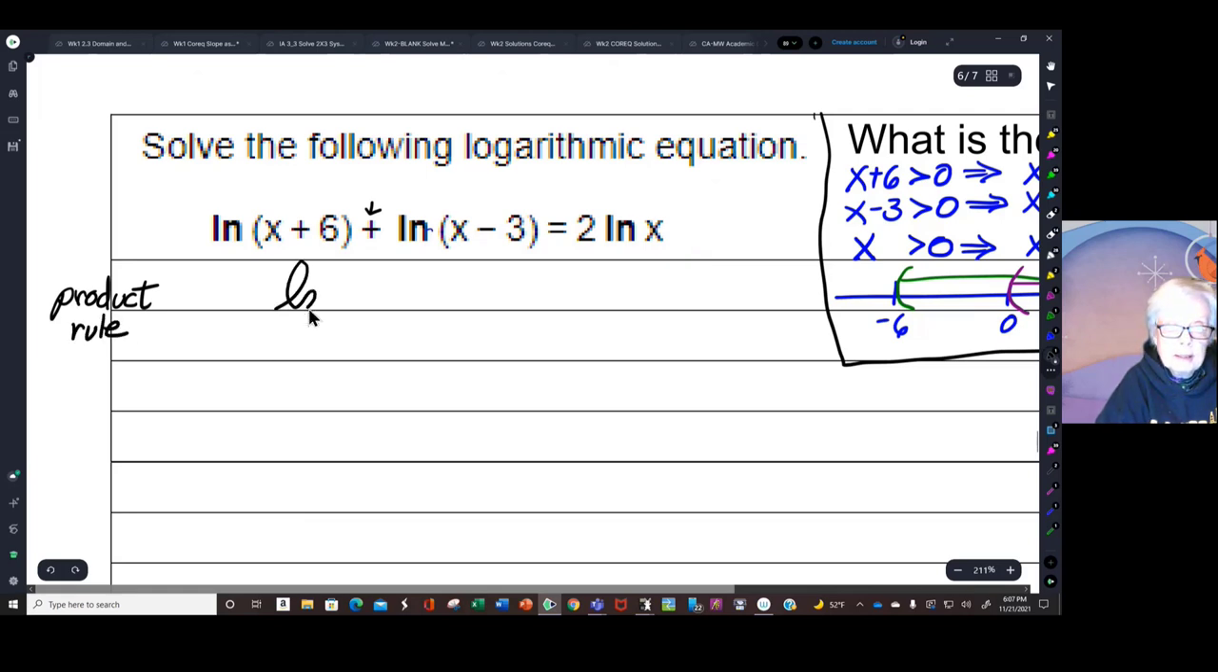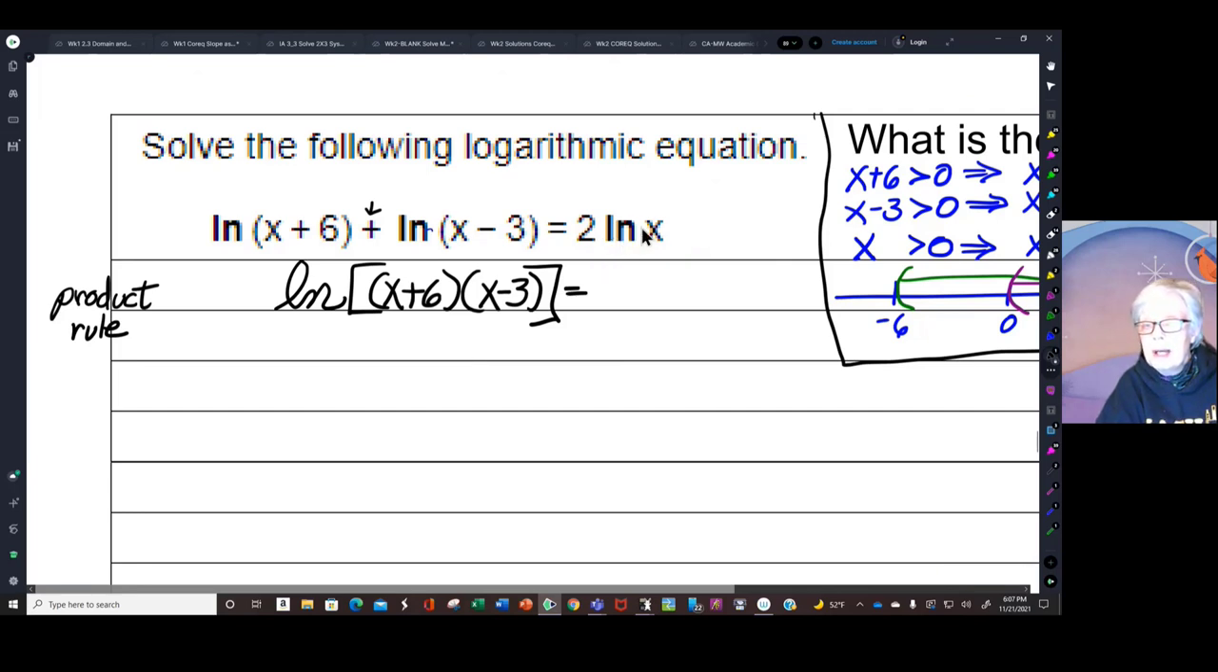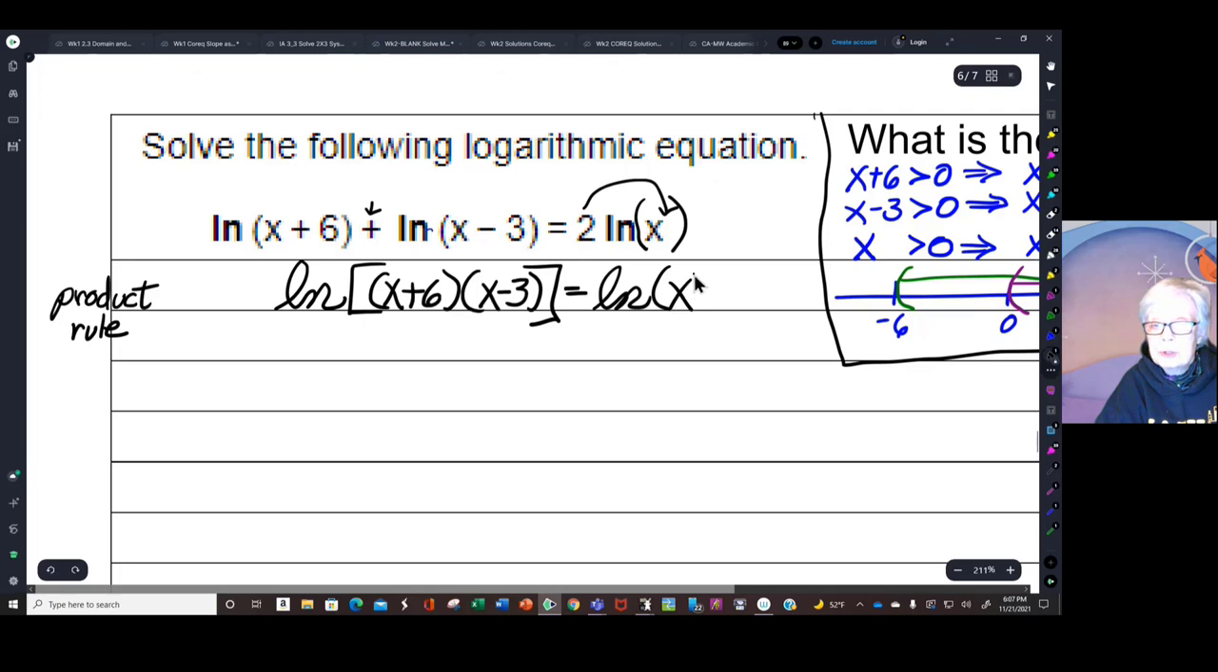So we're going to have the ln of x plus 6 times x minus 3. Now watch. This has got to be the ln of an argument. We can't have stuff hanging out in front of it, which means I have to move the 2 up so that I'll have the ln of x squared.